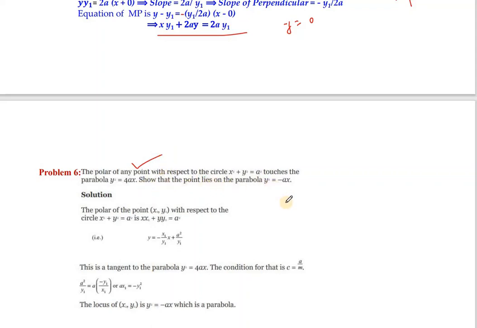So this can also be worded as: find the locus of poles of the tangent to the parabola with respect to the circle. So it could be worded in that way also, or in this way. Both mean the same. We are asked to show that that point lies on the parabola.